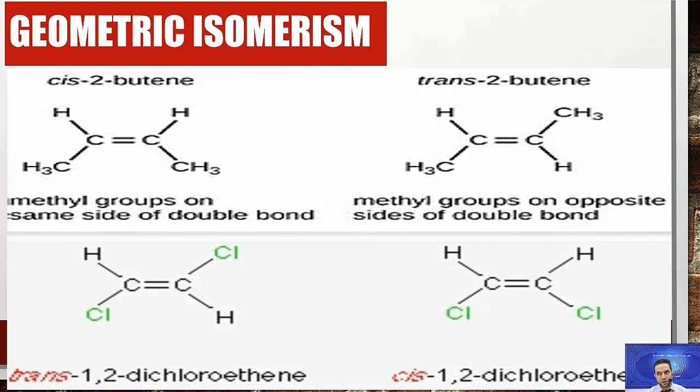Down, Cl atoms. On the left, they are arranged on opposite sides. So the name will be trans-1,2-dichloroethene. But on the right, Cl atoms, it doesn't matter if you arrange them on the same side, down or up, but on the same side, so its name will be cis-1,2-dichloroethene.